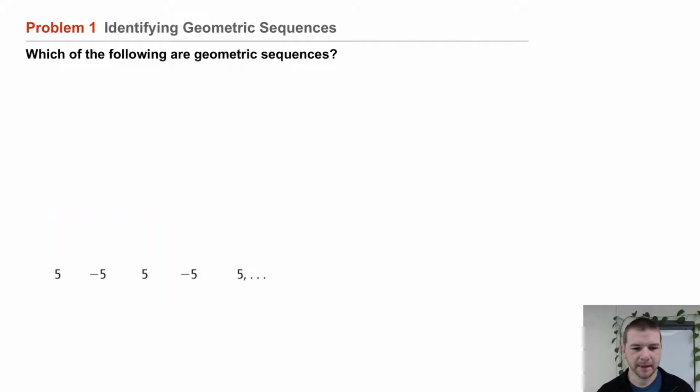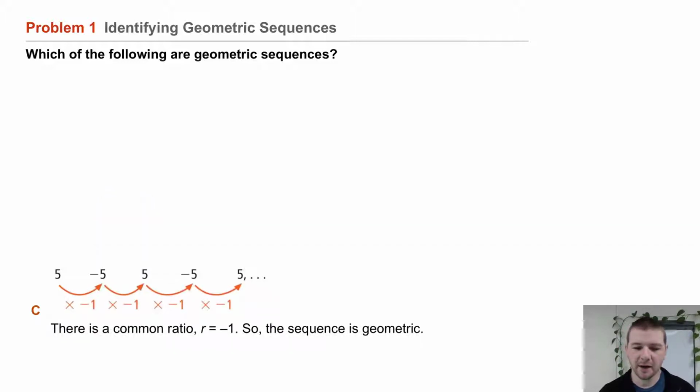Part C. 5, negative 5, 5, negative 5, 5, and so on. We would have to multiply 5 by negative 1 to get negative 5. And if we multiply negative 5 by negative 1, we get back to 5. And that pattern continues. There is a common ratio. R, in this case, equals negative 1, so the sequence is geometric.